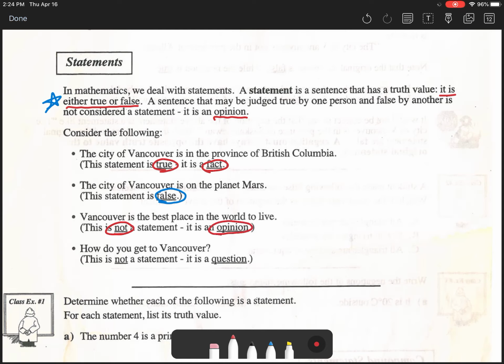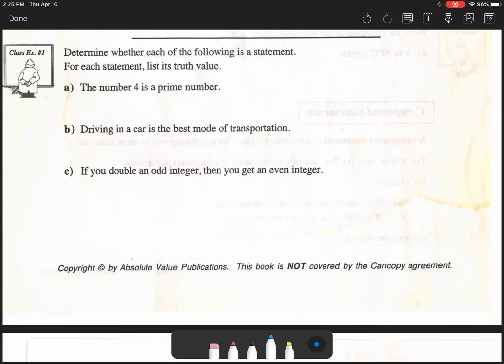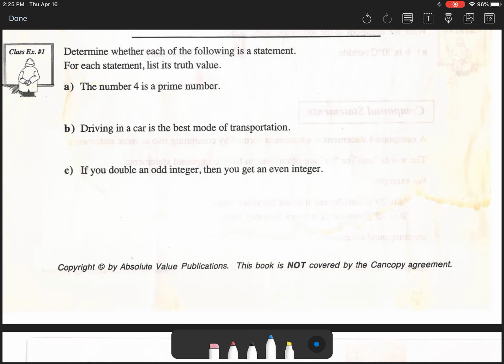Next, it says Vancouver is the best place in the world to live. Now, this is not a statement because it is basically expressing someone's opinion, what they think is true or false. So again, not a statement, that is someone's opinion. And then finally, how do you get to Vancouver? Obviously, even if you look at the punctuation, the question mark at the end, it is not a statement. This is a question.